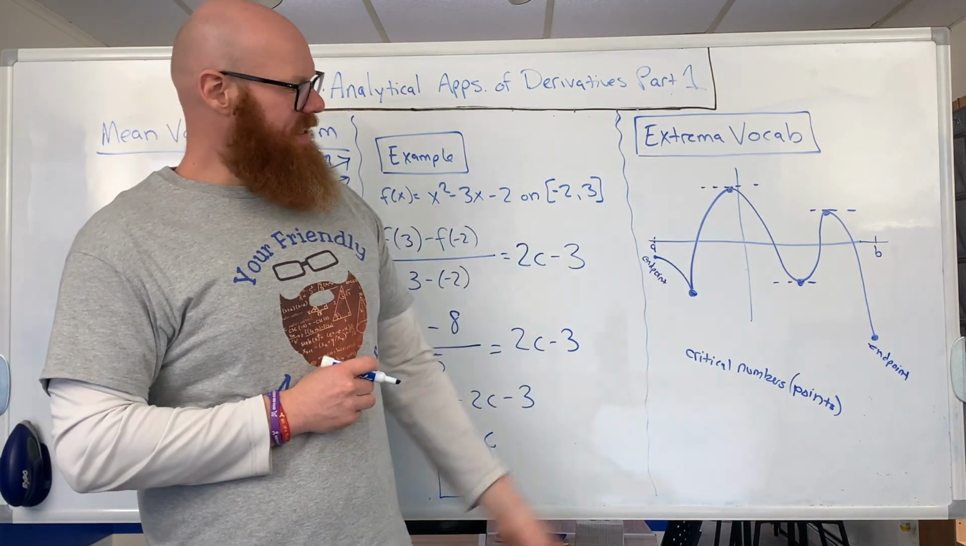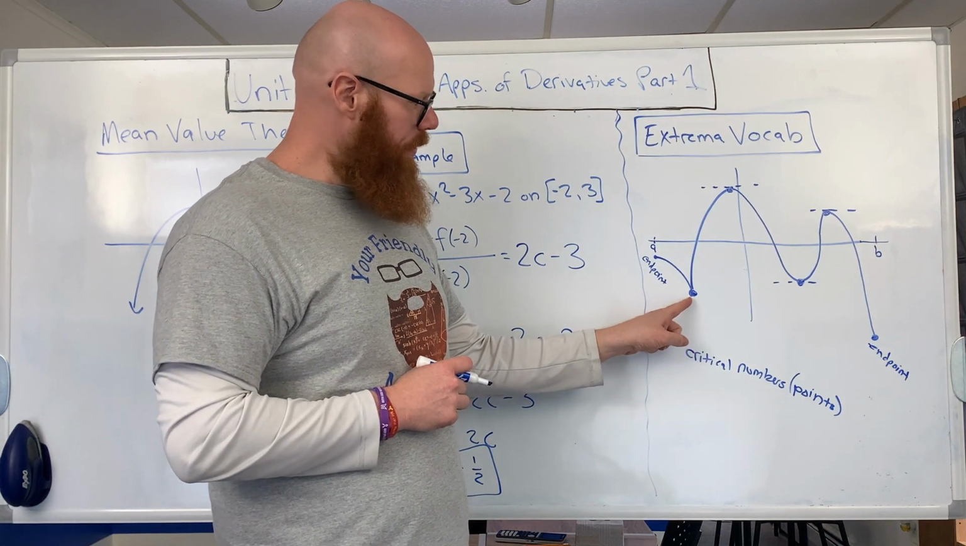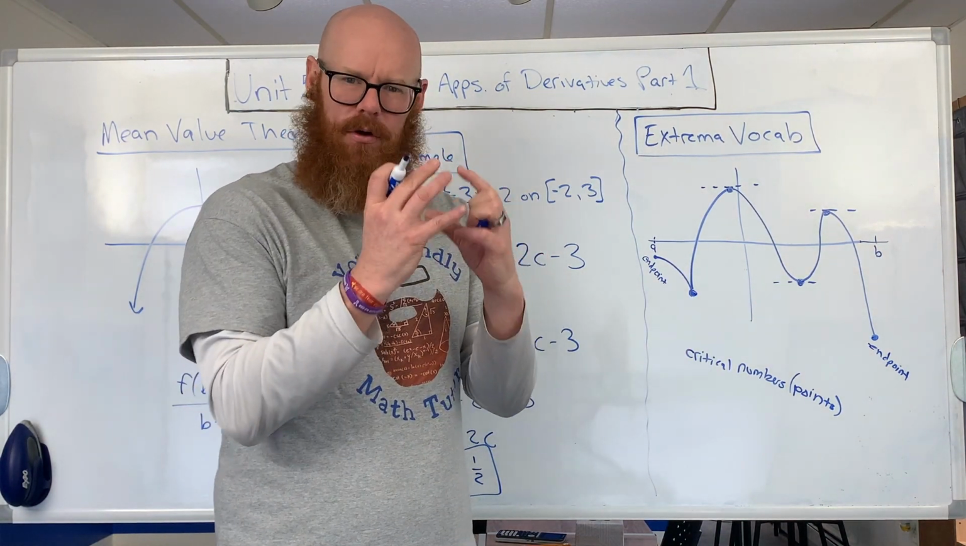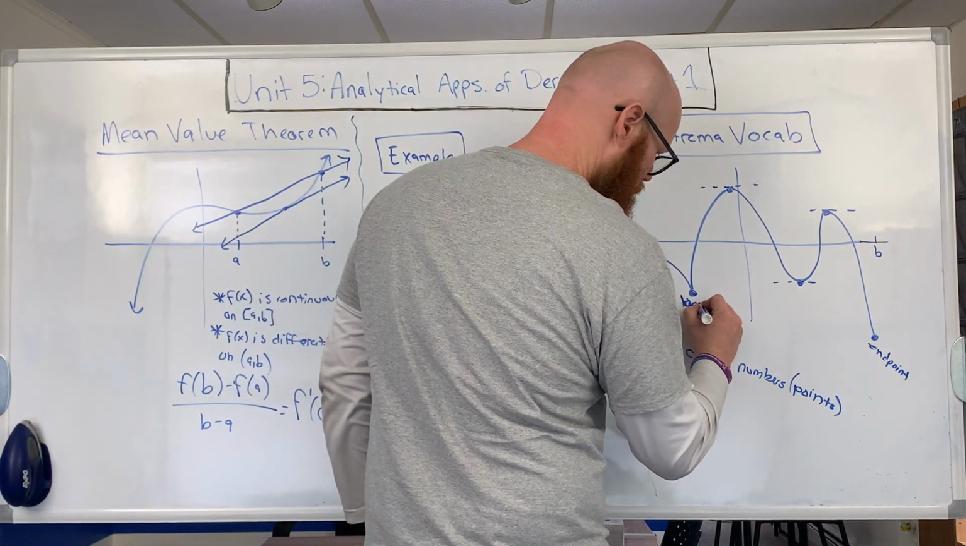So then we can classify them. So if we take a look at this one, this point is lower than all the points around it in its neighborhood, so we call it a local min.